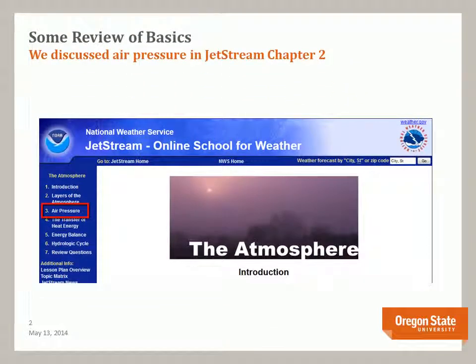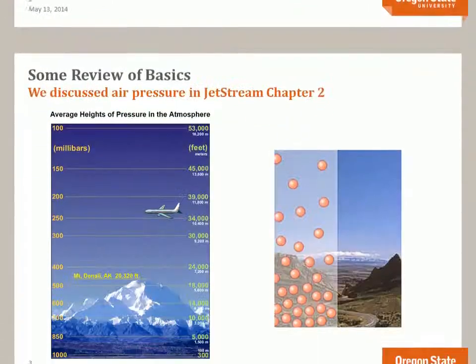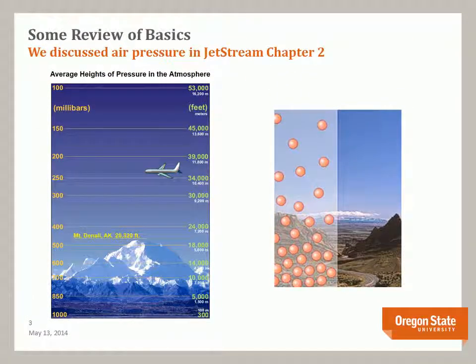Let's start out with a review of air pressure, which we covered in Chapter 2 of JetStream. Atmospheric pressure is the force per unit area exerted on a surface by the weight of the air above that surface in the atmosphere of Earth, or that of another planet.